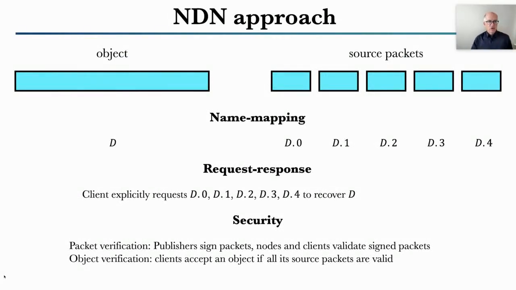The NDN approach to these things: you have an object that has a name D. It's partitioned into source packets, and those are given names derived from D, for example, D.0, D.1, and so on. The request response paradigm is that the client explicitly requests all the source packets by name for the object. Security is provided by publishers signing packets and nodes and clients validating signed packets. Clients accept an object if all of its source packets are valid.